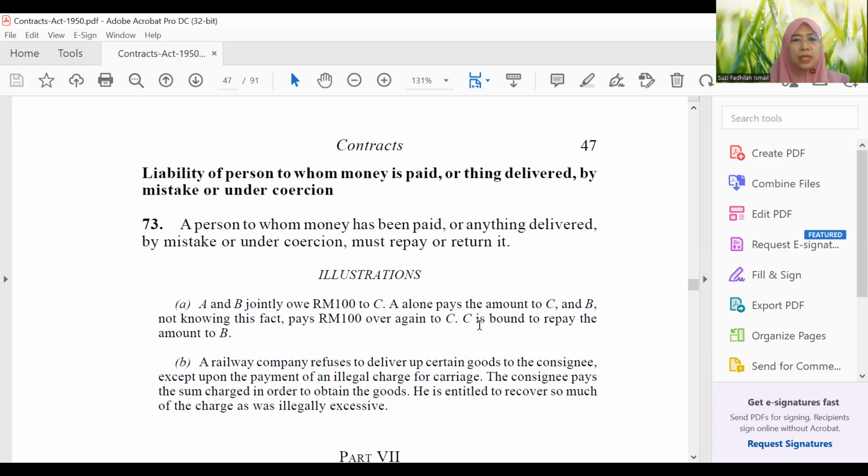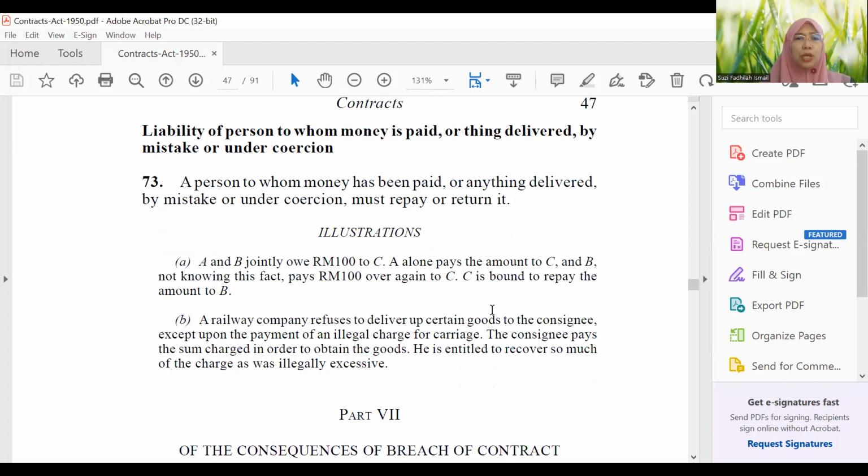All right, so this is the illustration. A and B jointly owed 100 ringgit to C. A alone pays the amount to C, and B, not knowing this fact, pays 100 ringgit over again to C. So C is bound to repay the amount to B, but this one is for mistake, by mistake or under coercion.